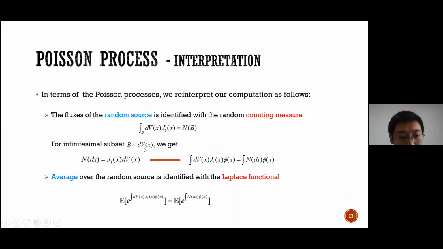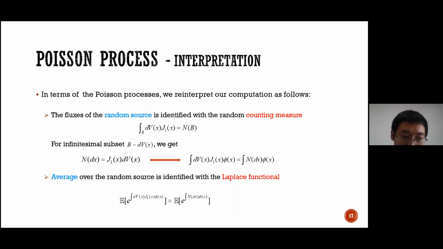And then we can now choose this subset to be infinitesimal, so that the integral here is a little bit immaterial. So you can just drop it and write, for infinitesimal volume, the random measure is just this quantity. And using this, we can rewrite the random source term in our action in this way, which is just a trivial rewriting.